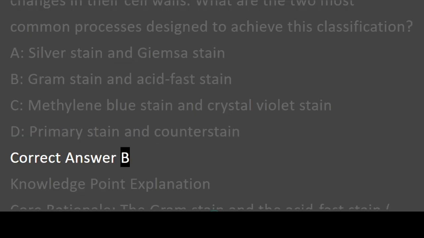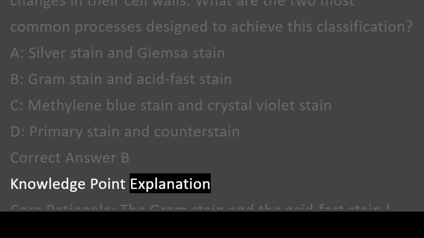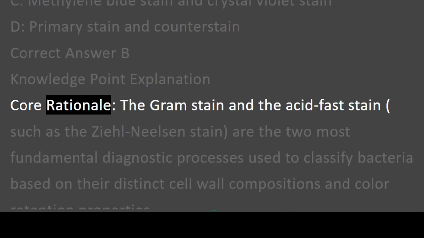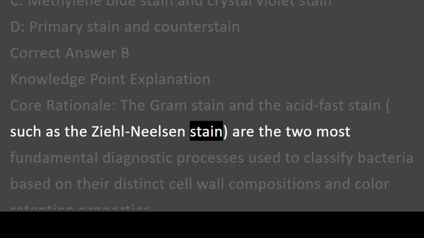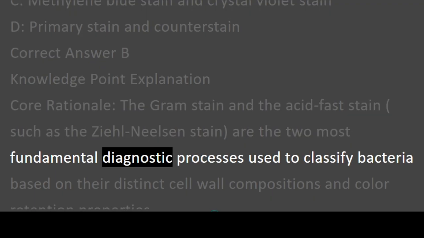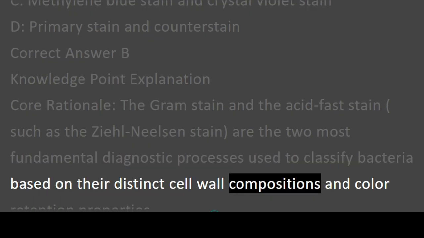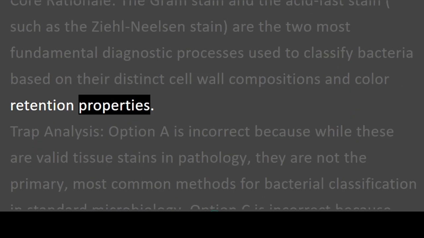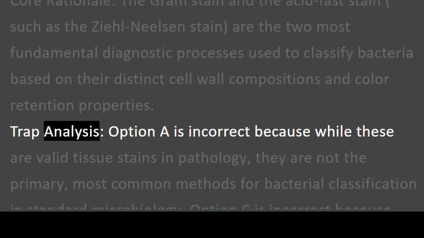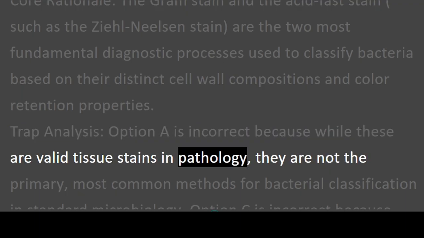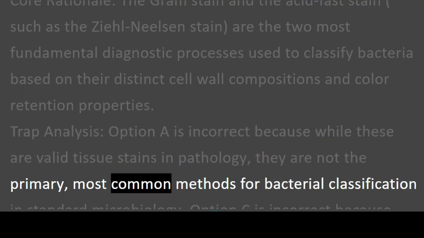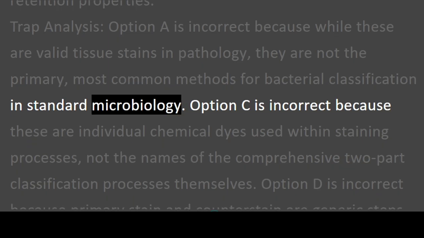Correct answer B. Knowledge point explanation. Core rationale: the Gram stain and the acid-fast stain, such as the Ziehl-Neelsen stain, are the two most fundamental diagnostic processes used to classify bacteria based on their distinct cell wall compositions and color retention properties. Trap analysis: option A is incorrect because while these are valid tissue stains in pathology, they are not the primary, most common methods for bacterial classification in standard microbiology.